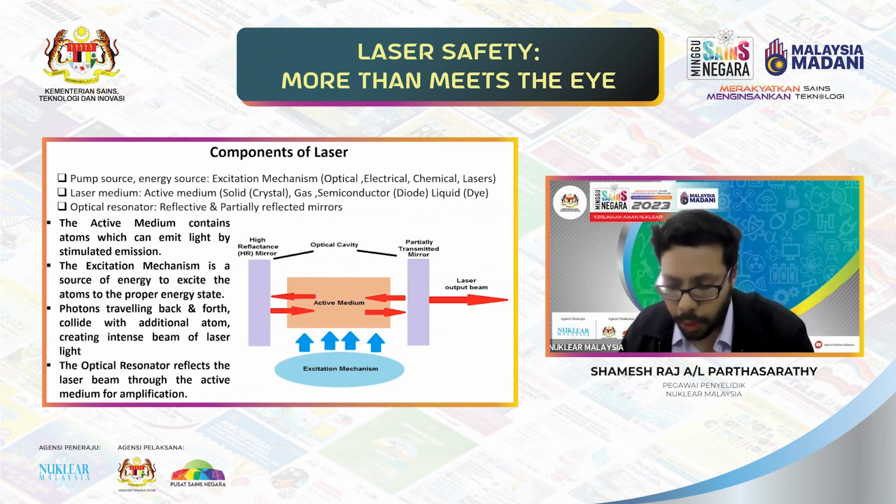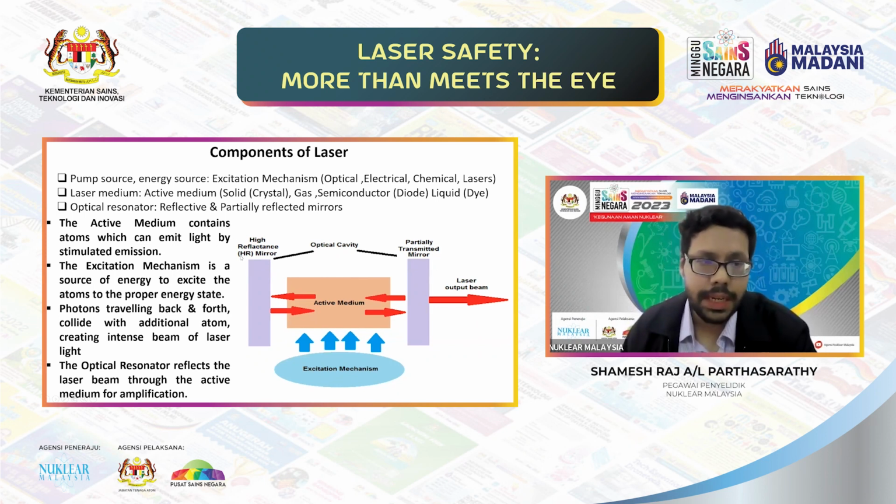When operating a laser, we need to comprehend three main components of each and every part of the laser itself. The first is the pump source, in other words, the energy source. The energy source is technically the excitation mechanism needed to give energy, the heart of the laser system itself. Examples of excitation mechanisms would be optical, electrical, chemical, and also other lasers themselves.